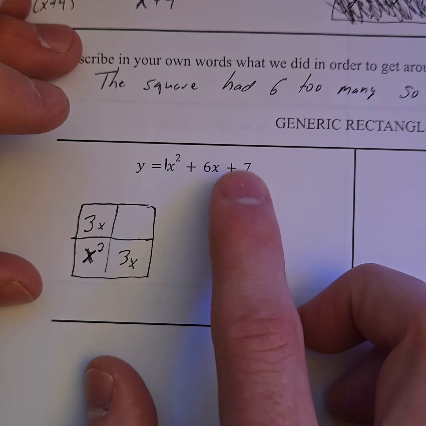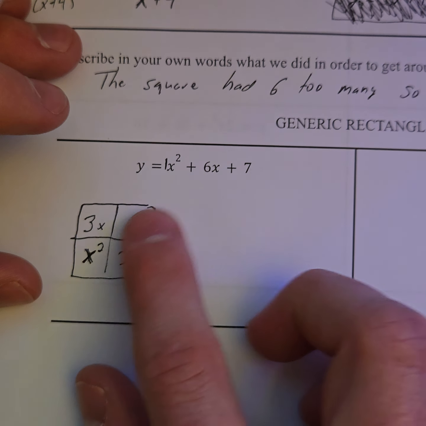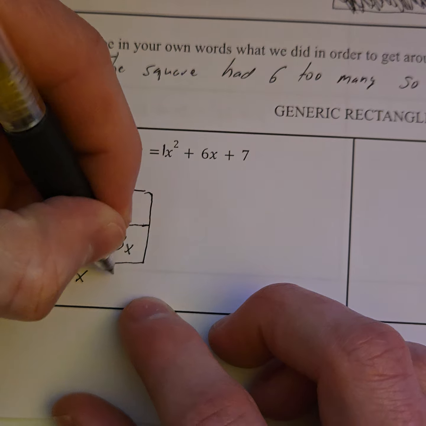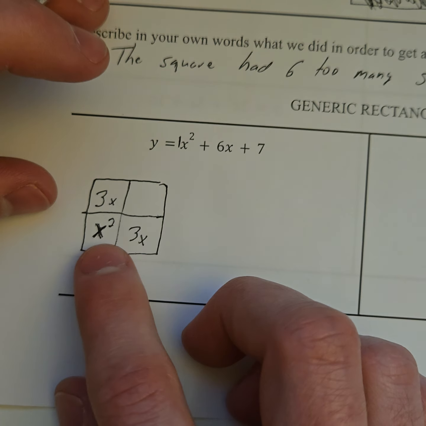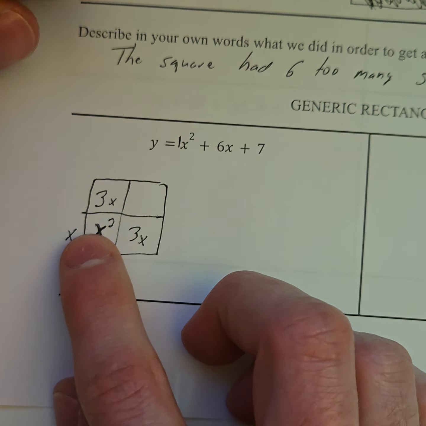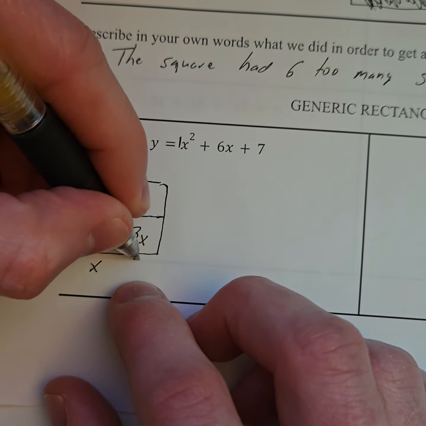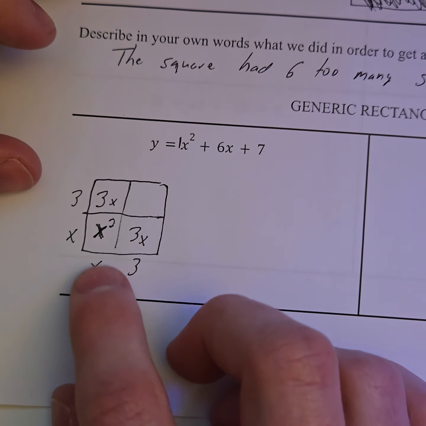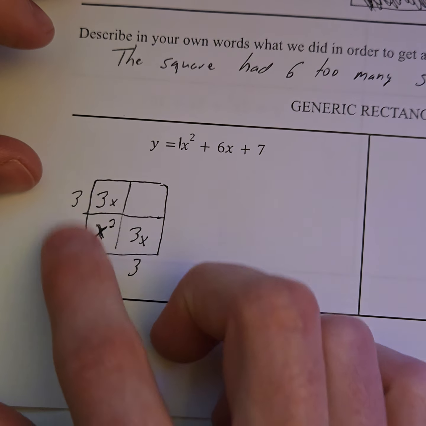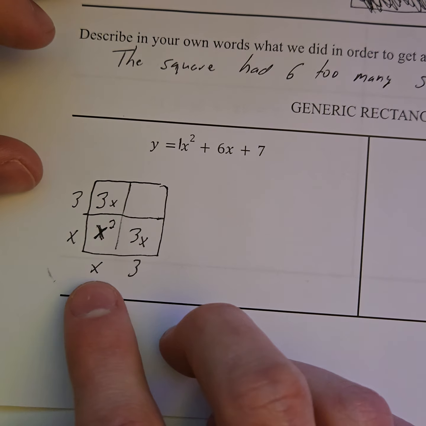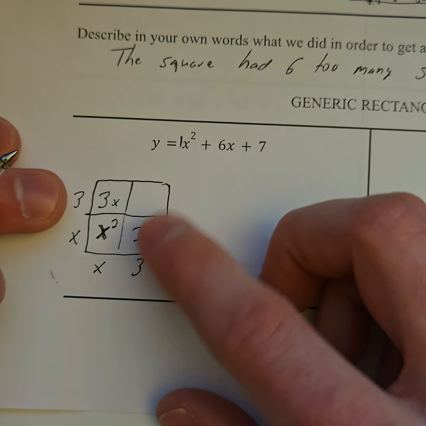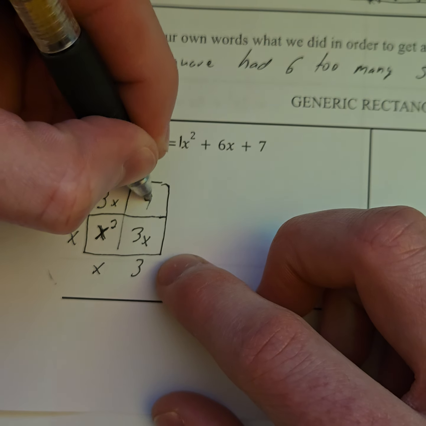We're not going to put 7 there. Normally you would if you were factoring, but we're not going to do that in this case. Let's just write out what we would normally get. So if we write the sides, this would be x and x, and this would be 3 and 3, to multiply to 3x and to multiply to x squared here. It would be x plus 3 and x plus 3. That's our square. Now, if this was our square, 3 times 3 would give us 9.